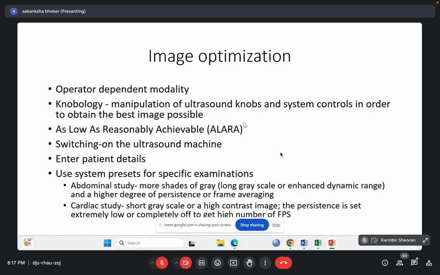First, what do we have to do? Switch on the machine. As we switch on the machine, then we have to enter the patient details so that all the images come to us properly. And then we have to select the preset for examination. Suppose we want to perform abdominal examination or echocardiographic, or we want to go for obstetrical information. Why? Because for all these different types of examination the machine has its own settings.